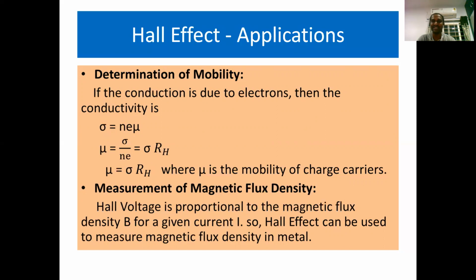And the next important application of the Hall coefficient or Hall effect is measurement of magnetic flux density. Hall voltage is proportional to the magnetic flux density for a given current. That means if you keep the current constant and apply a magnetic field, the Hall voltage generated is proportional to the magnitude of the magnetic field you apply. So the Hall effect can be used to measure the magnetic flux density in a material.